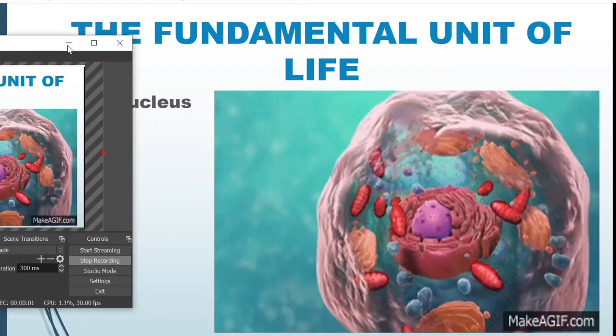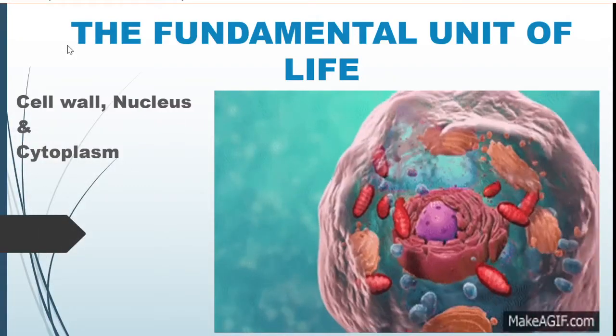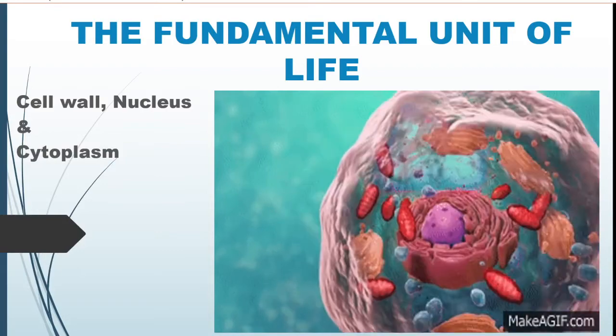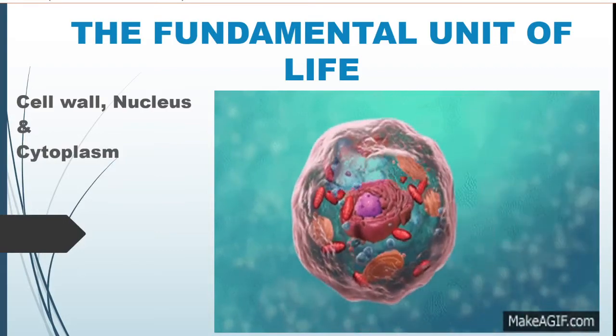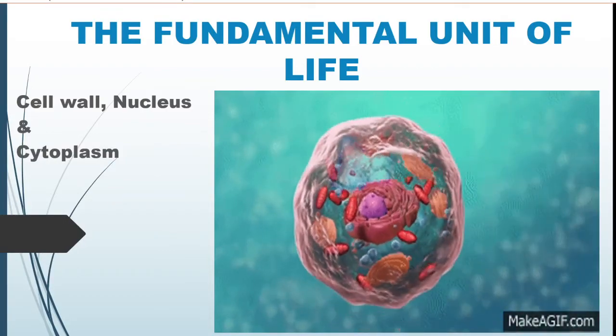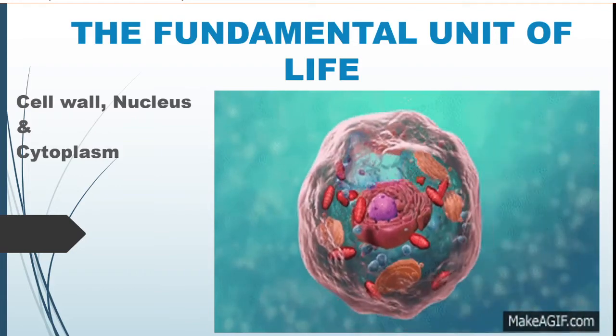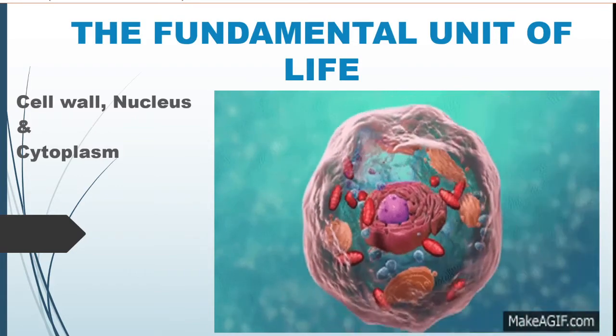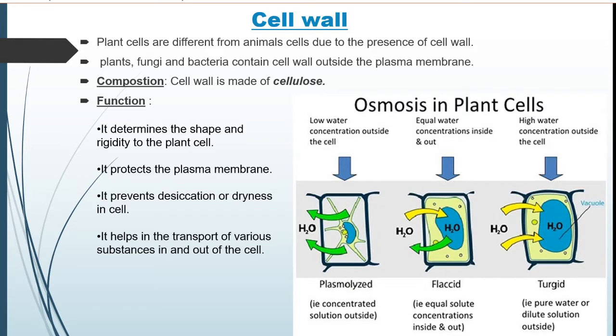In this session, we will learn about the structure and function of cell wall, nucleus, and cytoplasm. What is the basic difference between plant cell and animal cell? The correct answer will be cell wall. Animal cells do not contain cell wall, whereas plant, fungi, and bacteria contain cell wall outside the plasma membrane.